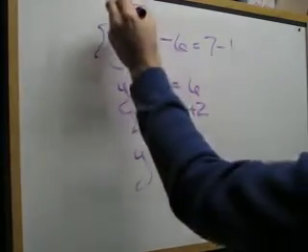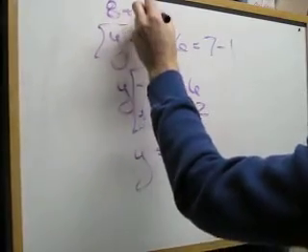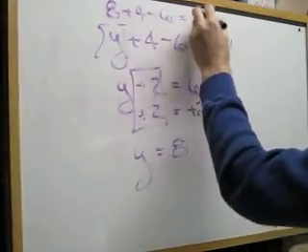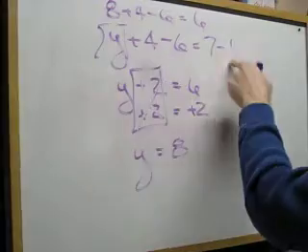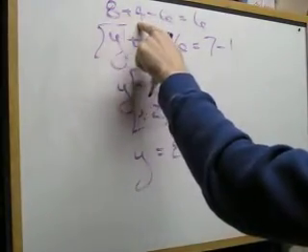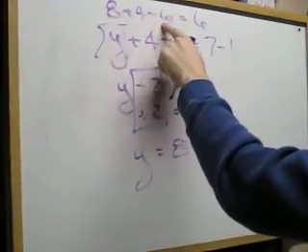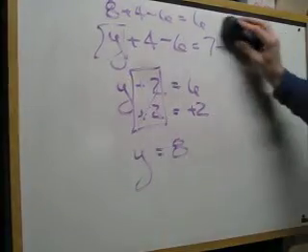So let's try it up here. If we have 8 plus 4 minus 6, does that equal 7 minus 1, which is 6? So 8 plus 4 is 12. 12 minus 6, yes, is 6. So we did it right. Let's continue on with a couple more examples here.